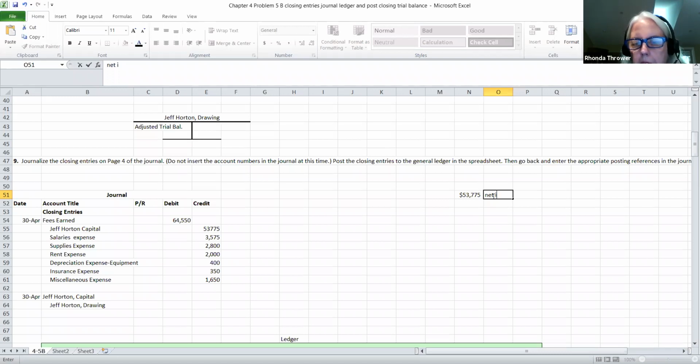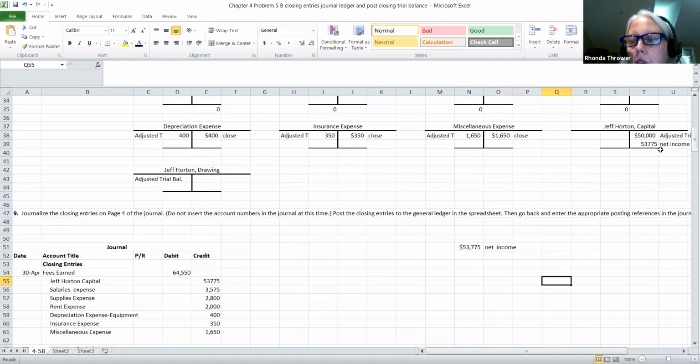And so I had to find it because I don't have it in front of me. Now, you won't have to do that on your problem. You'll just look at your income statement. And if it's net income, it's going to add to the capital. Now, the net income amount has to be put in the journal so that when we post this to the ledger, our ledger account will reflect that we had net income for the period. This is our first closing entry.